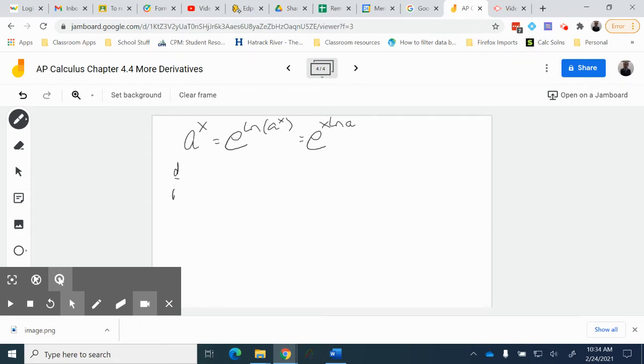So let's take the derivative. Well, the derivative of a to the x, which is what we're trying to find, equals, by my chain rule, there's my outer function, there's my inner function. So my chain rule says that it's the derivative of the outer function, which is itself, times the derivative of the inner function. Well, the derivative of natural log of a times x, notice I'm rewriting it in the opposite order. Well, that's just a constant. Natural log of some number is a constant value. So the derivative of that is just the natural log of a.